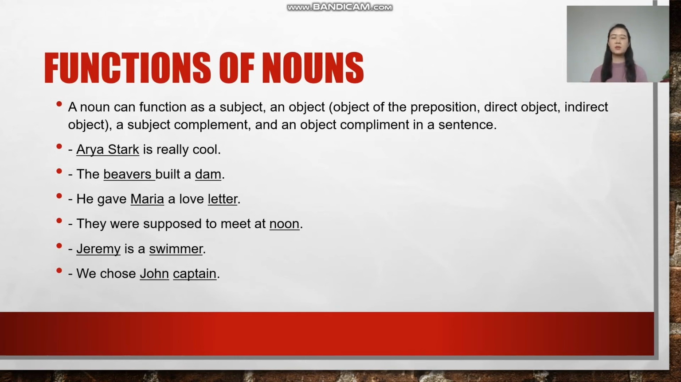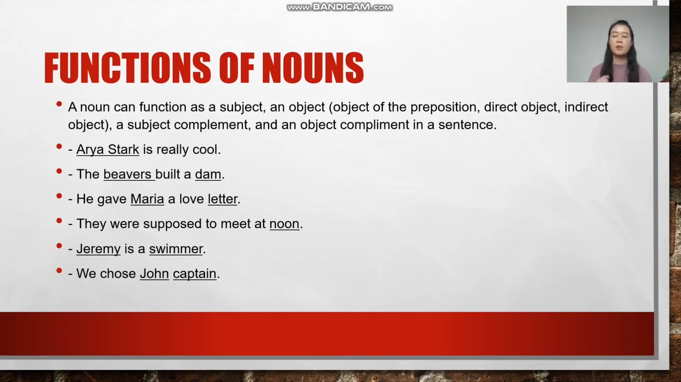Okay, let's see the first example. Arya Stark is really cool. Okay, so Arya Stark is the proper noun because we are using this name to name a person, right? But we are using this name at the very beginning of the sentence. As you know, the structure of the sentence is SVO, right? So Arya Stark functions as the subject of this sentence.